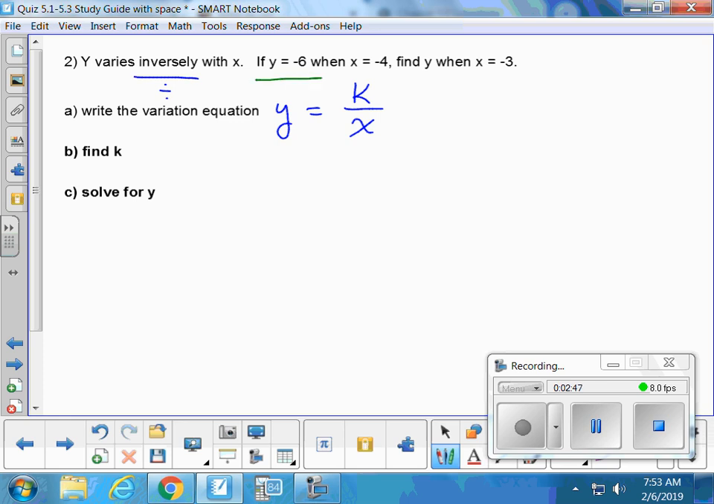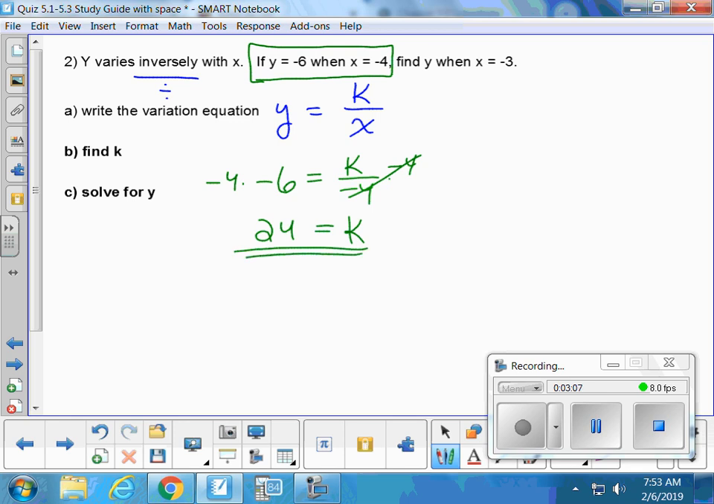If Y is -6 when X is -4, stop right there. Put those two numbers in and solve for K. How will we move that -4 to the other side? Multiply. Positive 24. Very good. That's your answer to step B. That's step B. This was step A.